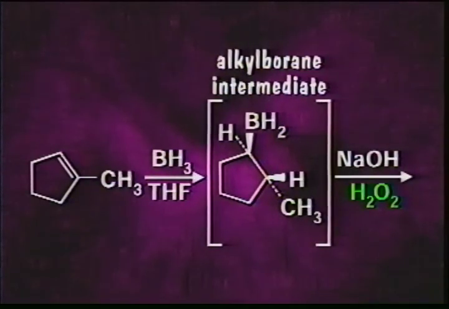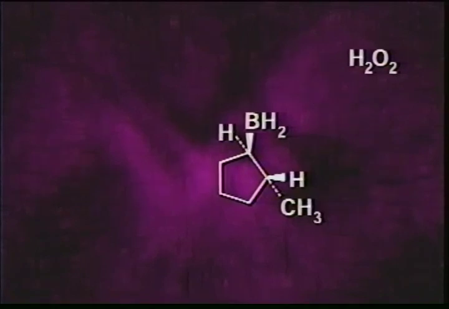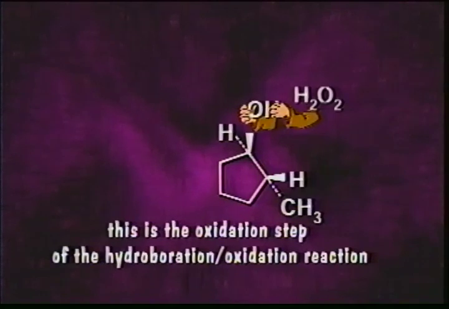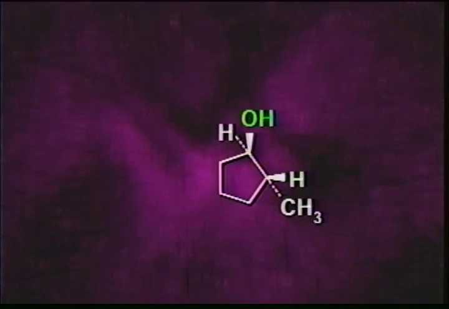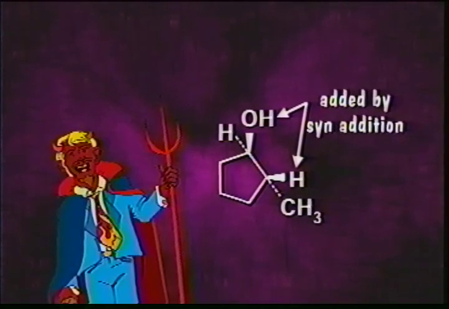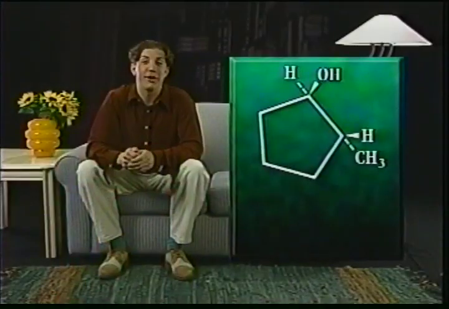Next, hydrogen peroxide, H2O2, with some base like sodium hydroxide, NaOH, is introduced to the mix. We won't go into all the gory details, but basically, H2O2 comes by, kicks out the boron, and replaces it with an OH group. This is the oxidation step of hydroboration oxidation reaction. The H on carbon-1 and the OH on carbon-2 remain cis to one another, meaning they've been added by syn addition. Let's name the product of this hydroboration oxidation reaction.